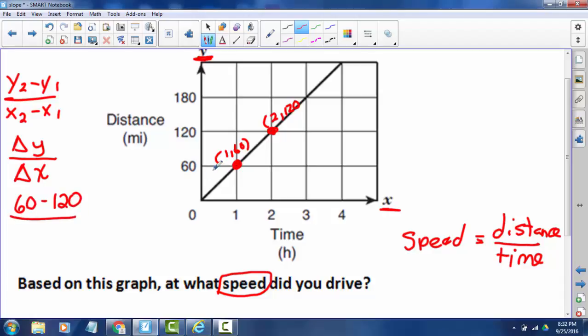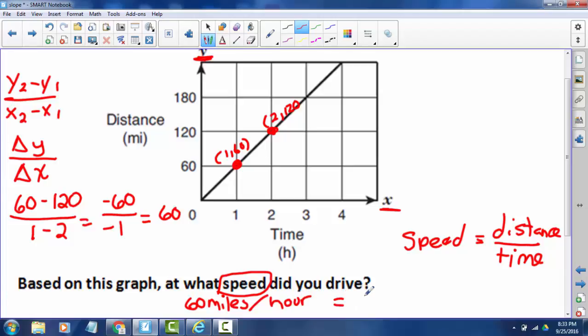My change in x was 1 to 2. So 60 minus 120 is negative 60. 1 minus 2 is negative 1. And when I divide those, I get 60. Okay, so now it said speed, which we usually have to put the rates on there. So my speed is 60 miles per hour, or simply 60 mph, because we like to write it that way. Okay, let's take another look.